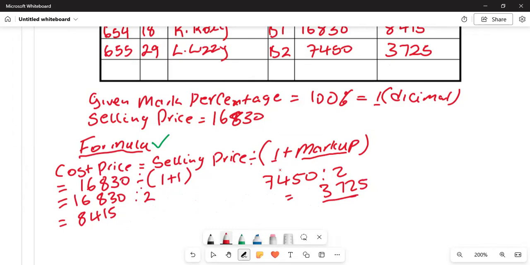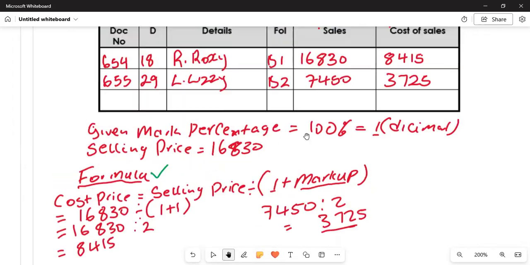So now we are to add them. When you add 8,415 and 3,725, that's when you are going to get 12,140.